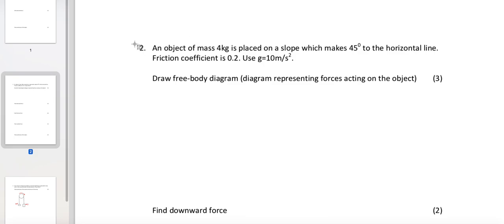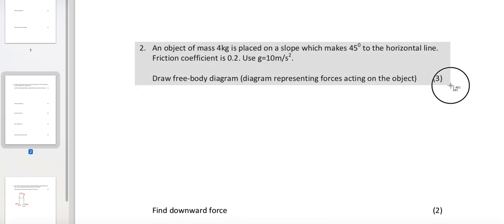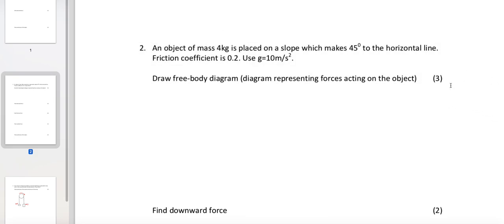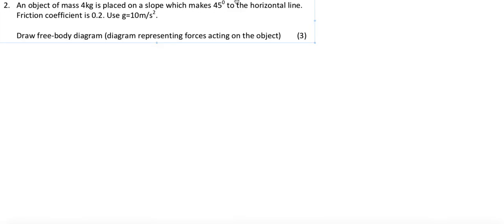An object of mass 4 kilograms is placed on a slope which makes 45 degrees to the horizontal line. Friction coefficient is given. You have to create a free body diagram, so a similar question to the first one. Again, a similar problem. This is our slope, maybe a little bit like this because it makes 45 degrees.